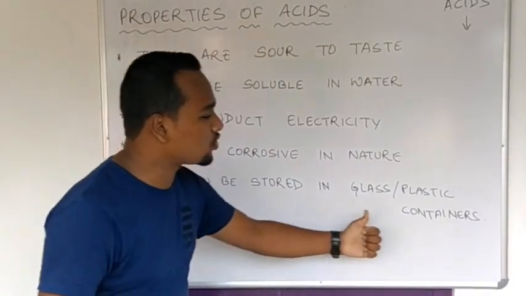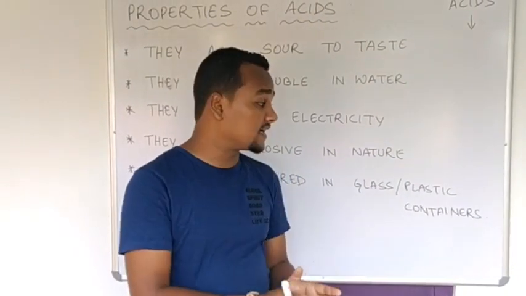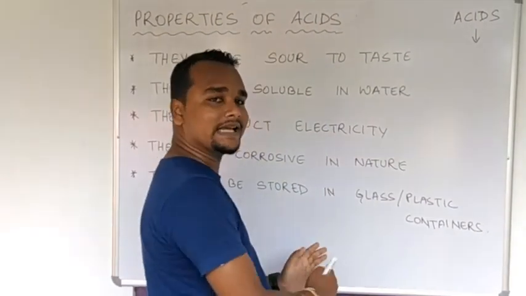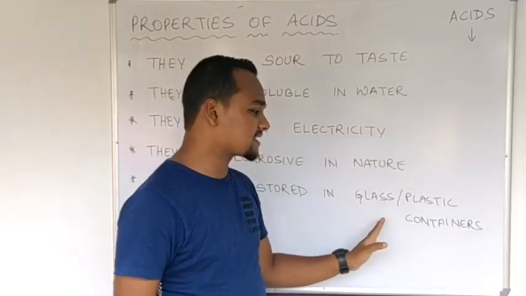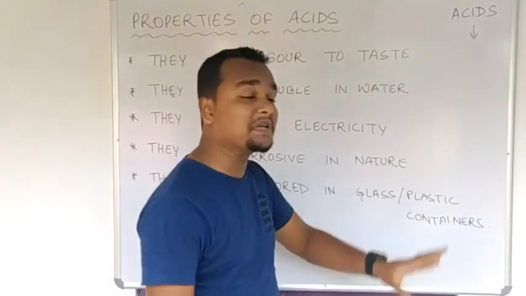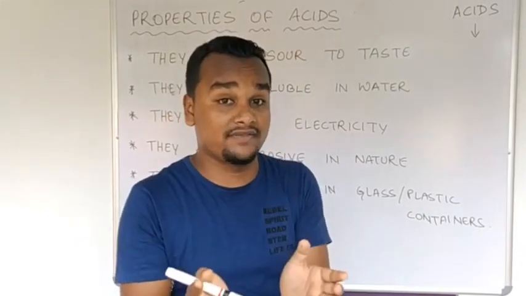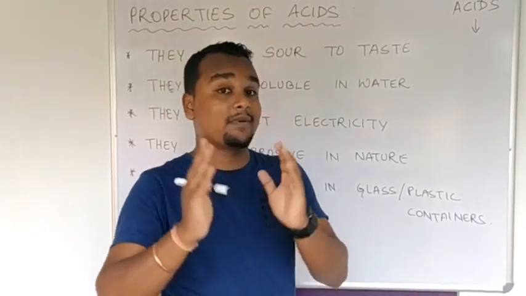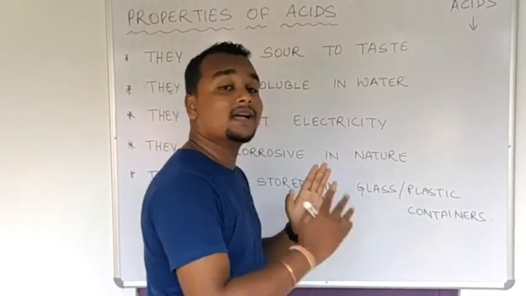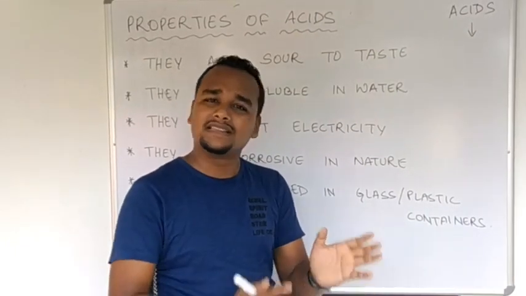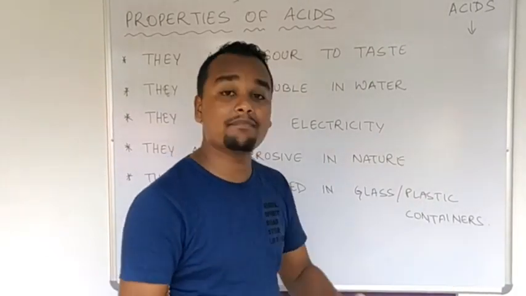Last one, they can be stored in glass or plastic containers. The acids can be stored in a glass container or plastic container. Now still there are conditions. What is the condition that applies here? All the mineral acids can never be stored in a plastic container. Why can't they be stored in a plastic container? Because they are very corrosive and very reactive. So those mineral acids are stored in a glass container. Once that strong acid is made weak, then it can be stored in a plastic container.